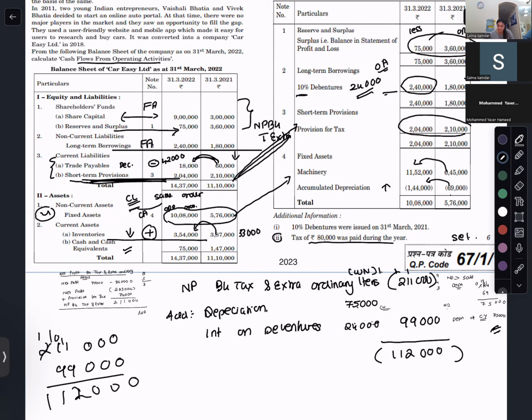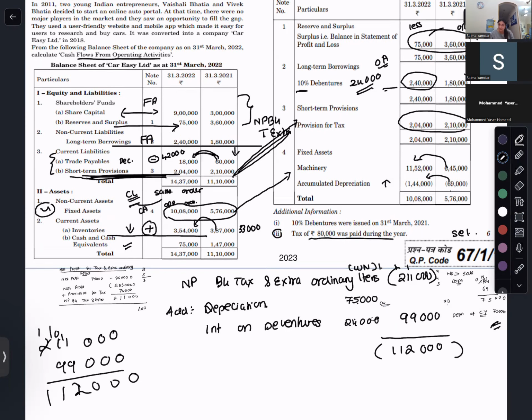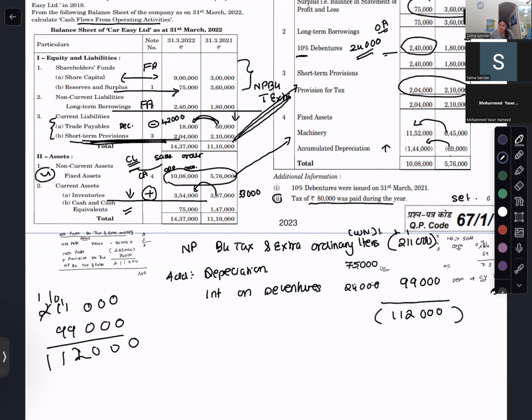Are you with me? Yes. Add non-cash, non-operating expenses. Less non-cash, non-operating income. There is no non-cash, non-operating income. So what is this? This is net loss before working capital changes. Now what do you have? You have decrease in trade payables and increase in inventory.